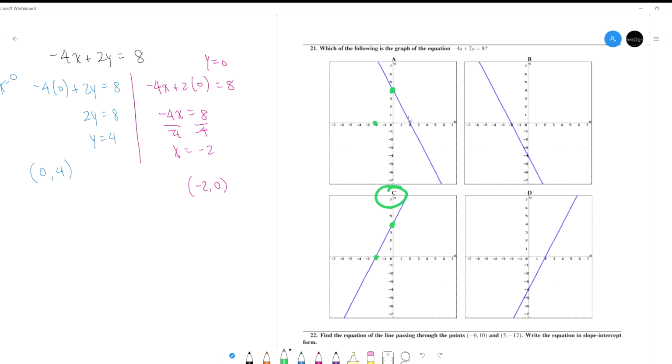You notice how graph A has (0, 4), but it has positive (2, 0). So that's not it. Graph B has (-2, 0), but (0, -4), so that's not it. So be careful. Okay?